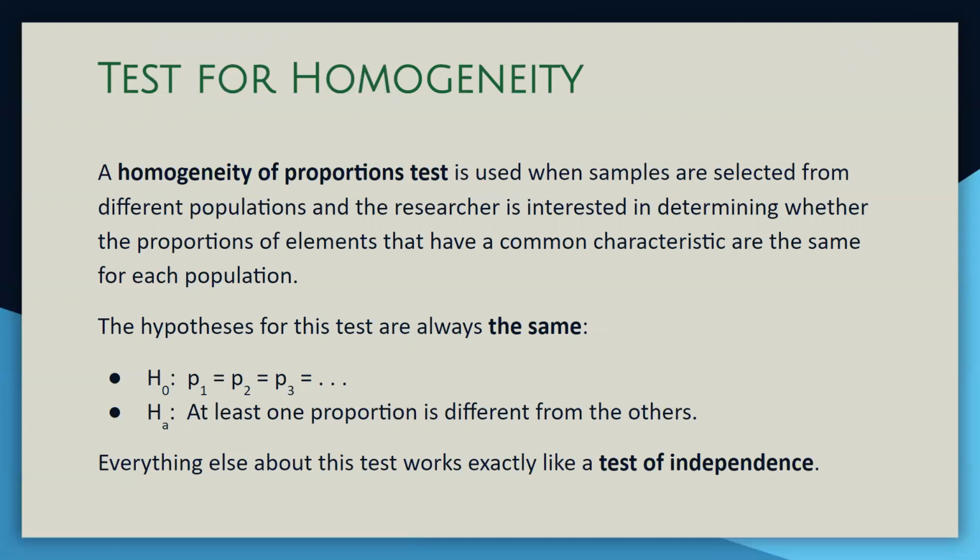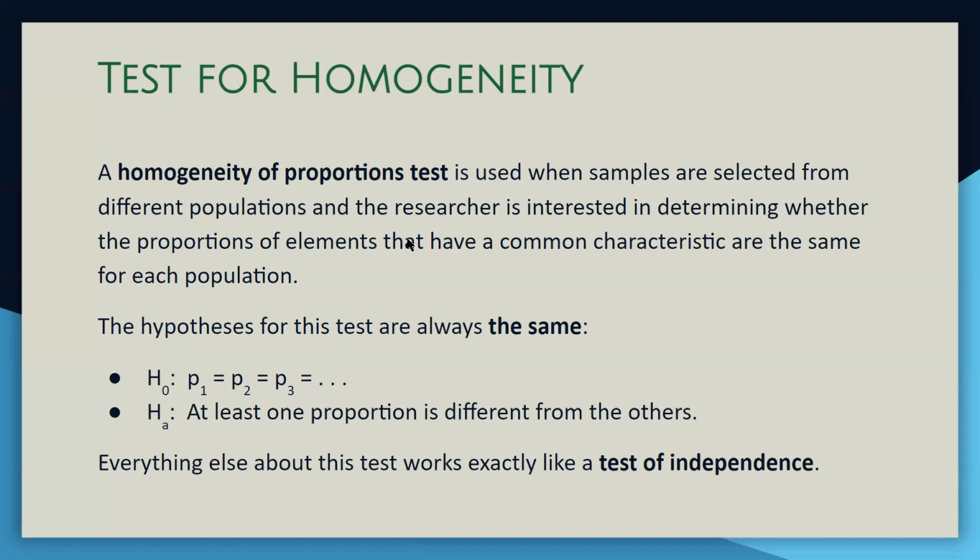For example, I could be interested in the proportion of specific colors of M&Ms and Skittles and comparing whether those proportions are the same for M&Ms and Skittles. The different populations would be the two different types of candy. And then the common characteristics would be the colors that those two groups have in common.